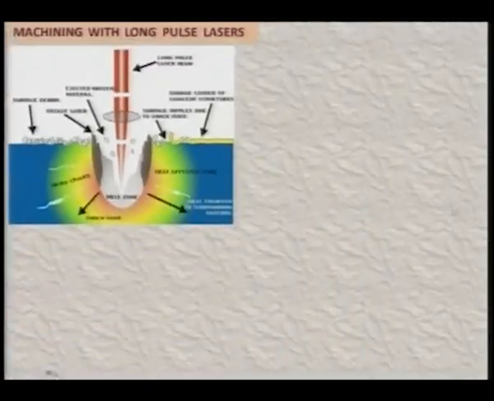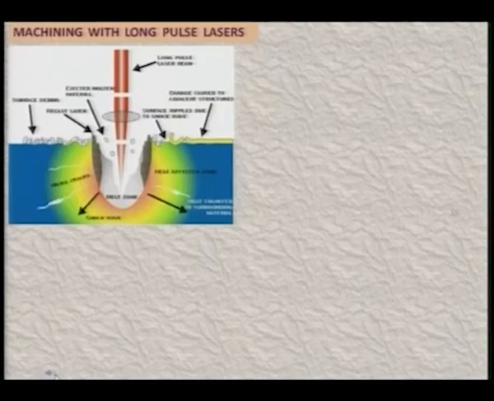Now, this is a very important figure as far as laser beam machining is concerned. The laser beam can be a continuous laser beam or a pulse laser beam. Pulse laser beam is also of various types, which I will show you a little later on. Now, pulse laser beams can be long pulse lasers and short pulse lasers, which depends upon the time scale, which we will discuss later on. Now, what happens if you are using long pulse lasers for laser beam machining purposes?